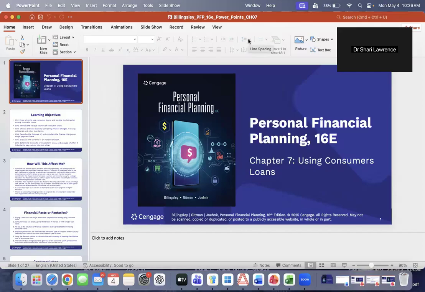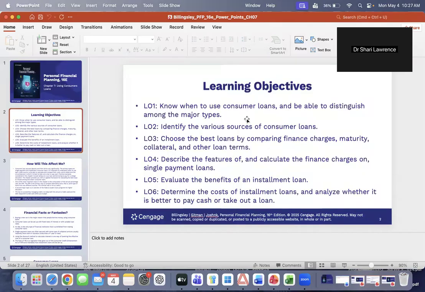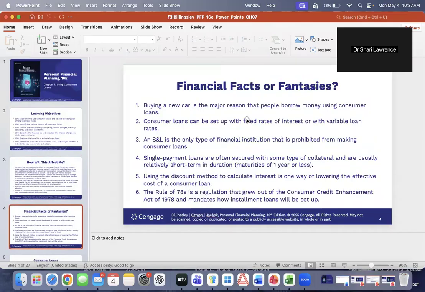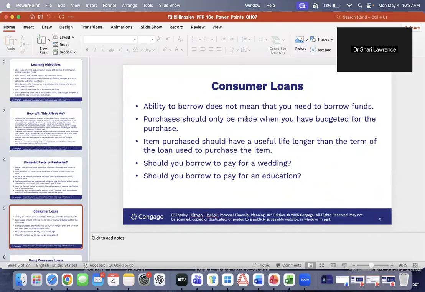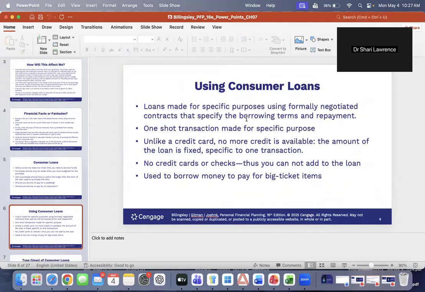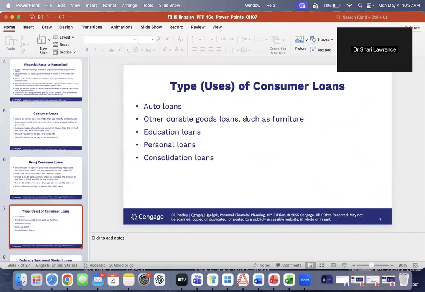This is the synopsis for Chapter 7, which is using consumer loans. So I'm going to start with this page. What do we mean by consumer loans, and what are the main types of consumer loans?